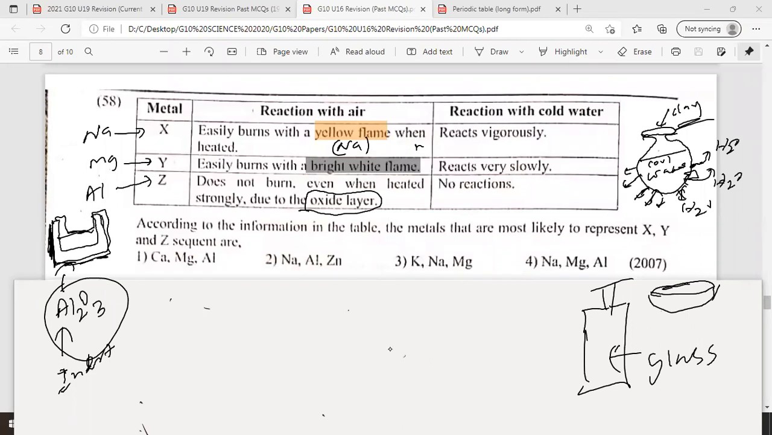Sodium, magnesium, X. They are asking respectively the correct sequence X, Y, Z. X, Y, Z will be sodium, magnesium, aluminium. Answer is 4th. Please raise the hand those who got the 4th answer before me. Question number 58, 4th answer. Right, very good.